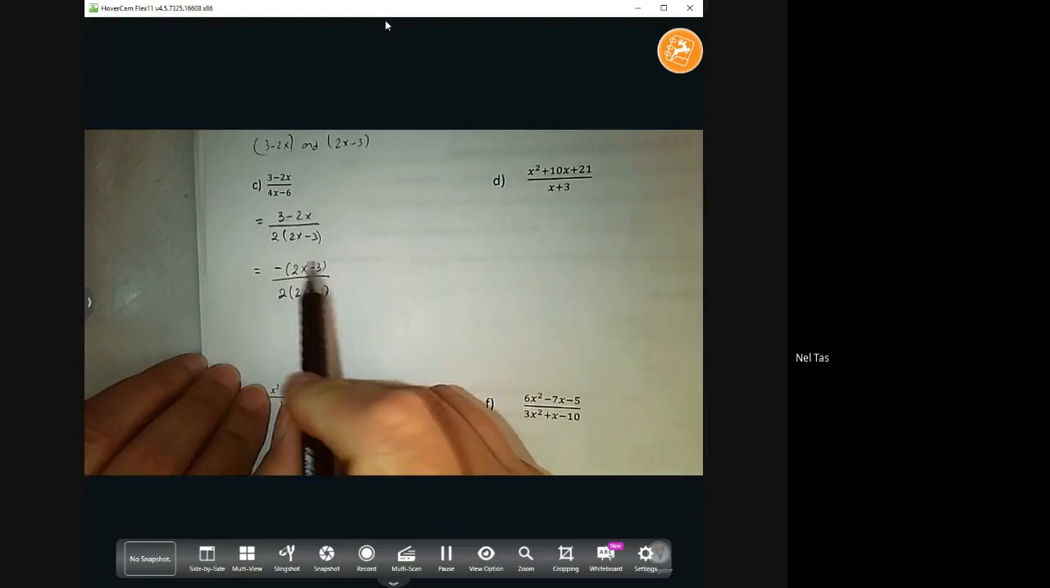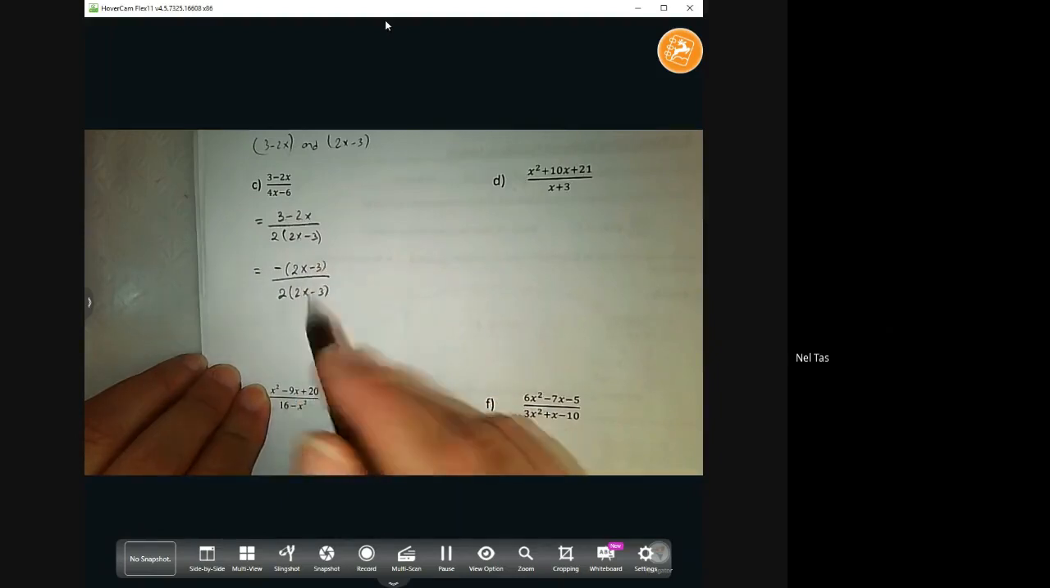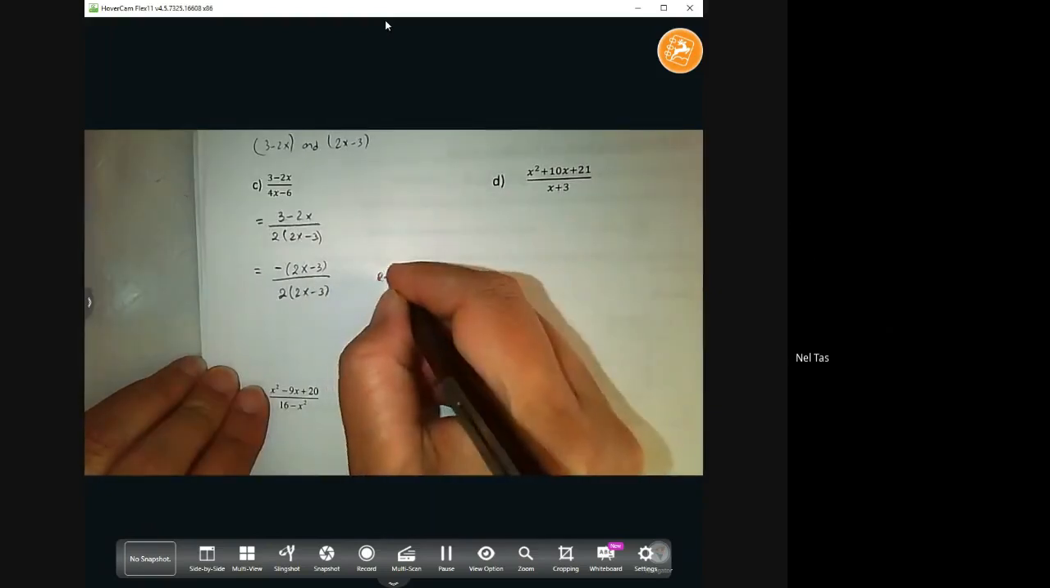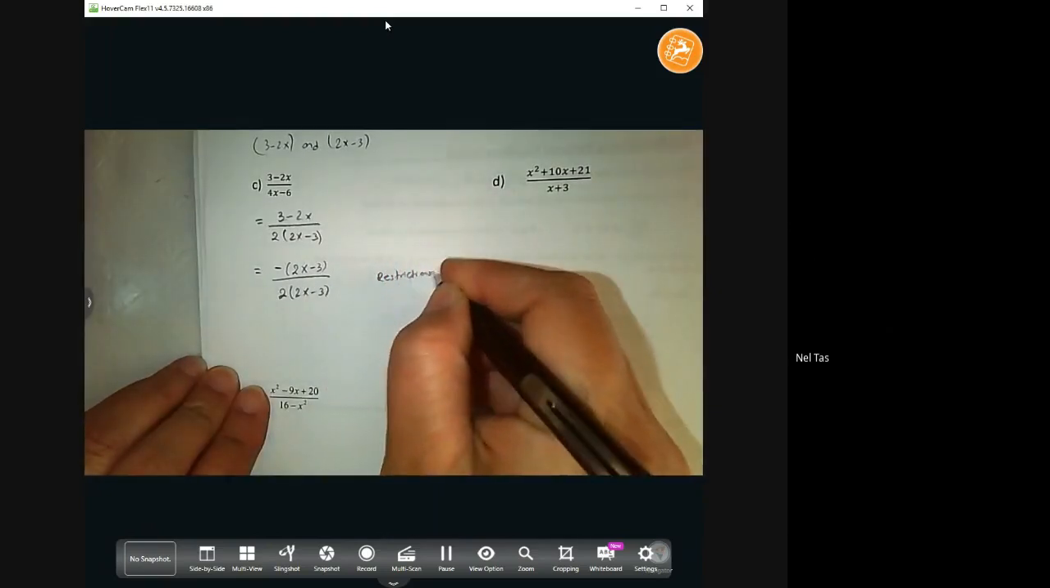Okay? So if I then factor out the negative sign from the numerator, you could do the same thing with the denominator, it doesn't matter which one you prefer. So negative 2x minus 3 over 2 times 2x minus 3. Now you see that we have the same factor in the numerator and denominator. So you should be able to recognize those opposites. You will keep seeing those in this chapter. Okay. So now we can actually write the restrictions and then simplify.